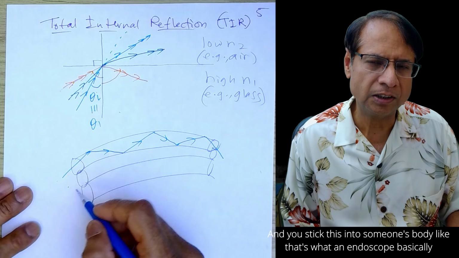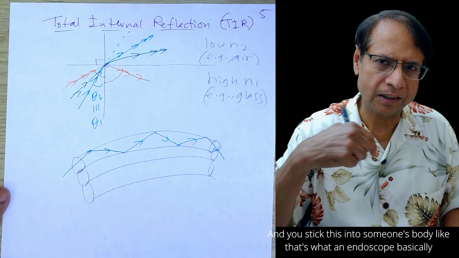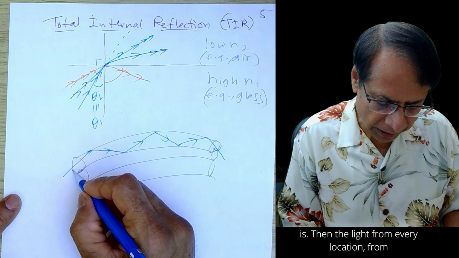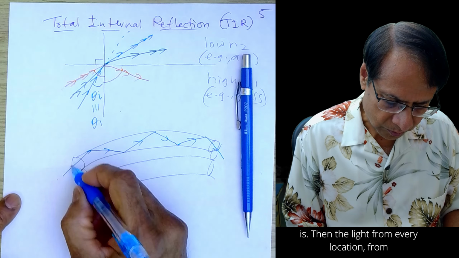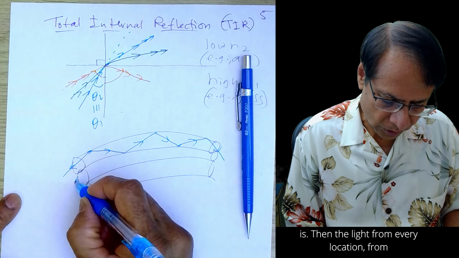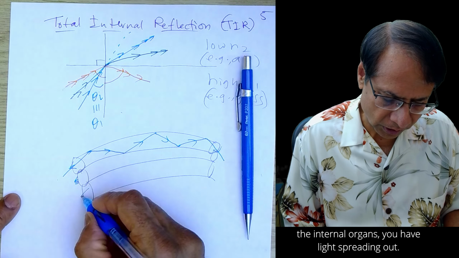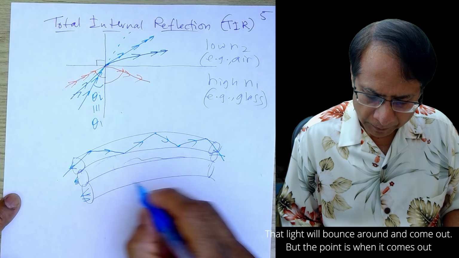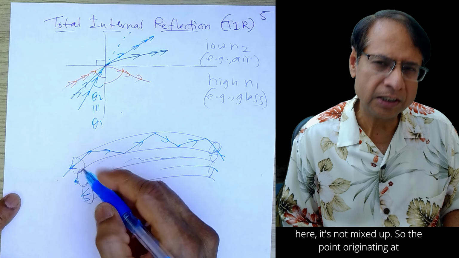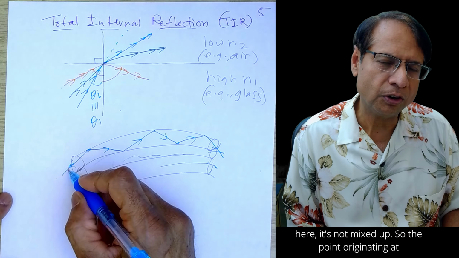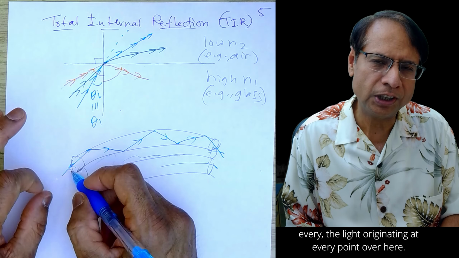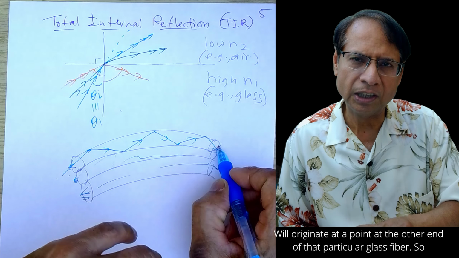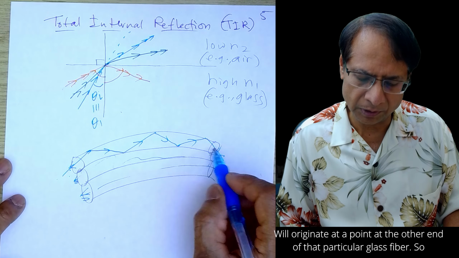and you stick this into someone's body, that's what an endoscope basically is, then the light from every location on the internal organs is spreading out. That light will bounce around and come out. But the point is, when it comes out here, it's not mixed up. So the light originating at every point over here will originate at a point at the other end of that particular glass fiber.